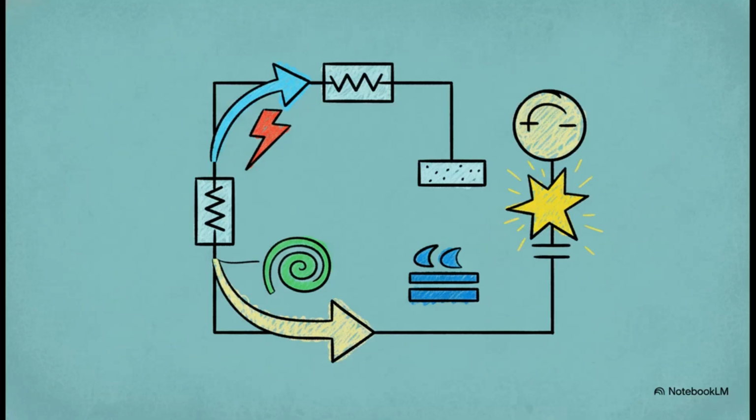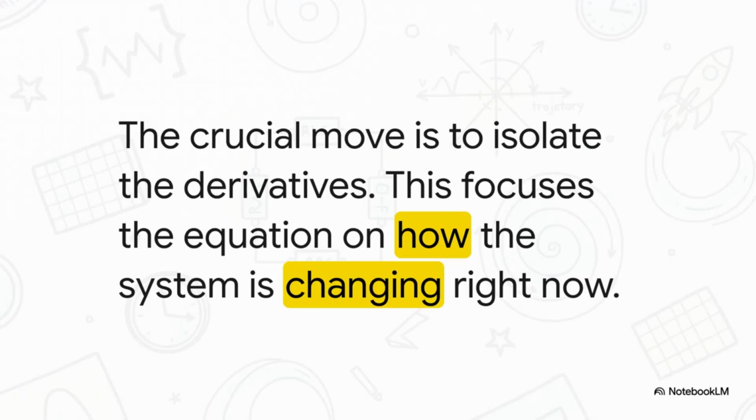First things first, we got to go back to basics with Kirchhoff's laws. These are the rules that say energy and charge don't just disappear. Applying them to our circuit gives us our first raw equation that describes how all the parts are related to each other. Now this is the crucial move. See, we don't just care about the state itself, we care about how the state is changing. So we rearrange the math to isolate the derivatives, the rate of change of the current, and the voltage. We're basically asking the equation, okay, how fast is my system evolving right this second?